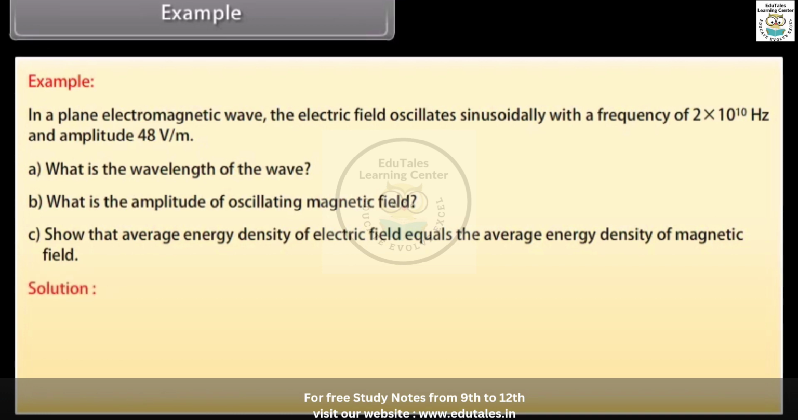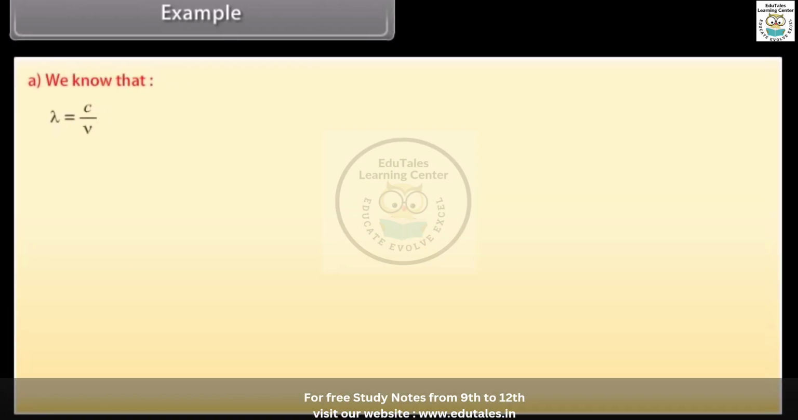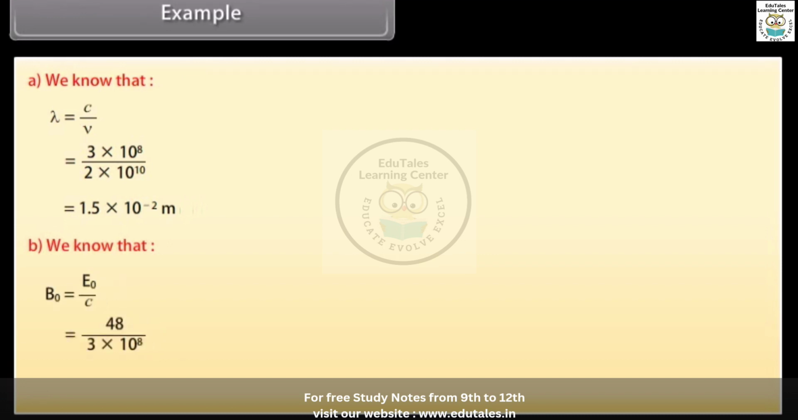Let's see the solution. Given values are nu, which is equal to 2 × 10^10 Hertz, E naught equals 48 volt per meter. We know that lambda is equal to C upon nu. By putting and calculating the values, we get wavelength of the wave, which is equal to 1.5 × 10^-2 meter. We know that B naught is equal to E naught upon C. By putting and calculating the values, we get amplitude of the magnetic field, which is equal to 1.6 × 10^-7 Tesla.